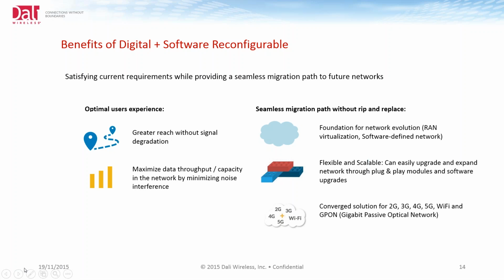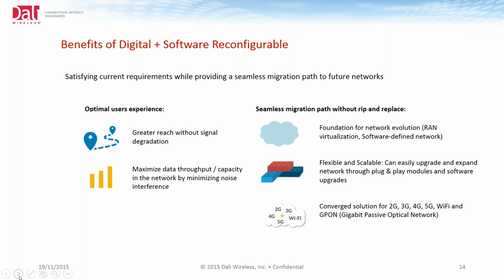What we believe digital provides is the optimal user experience. We can have a greater reach without signal degradation. And the reason for that is the longer the fiber in an analog system, the more noise or more loss you get in the system. What this translates to is that the maximum data throughput capacity in the network is increased because we're minimizing the noise interference. The second part of this is a seamless migration without rip and replace.